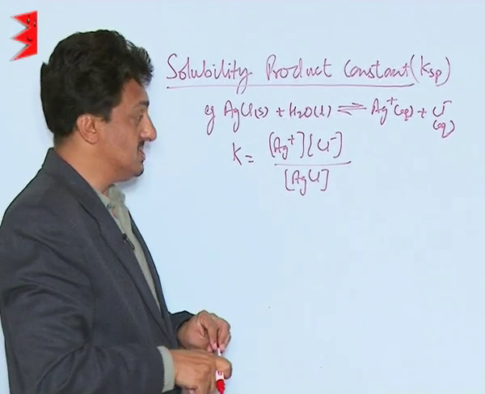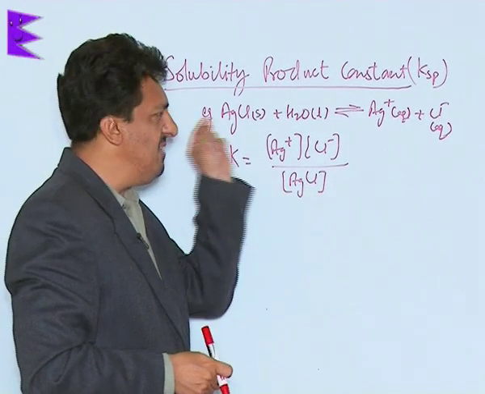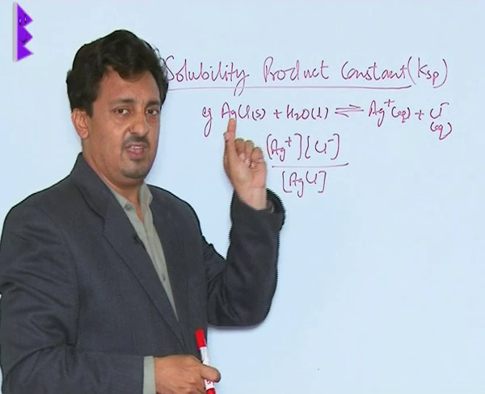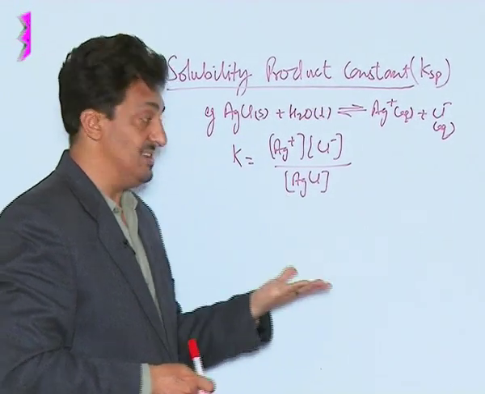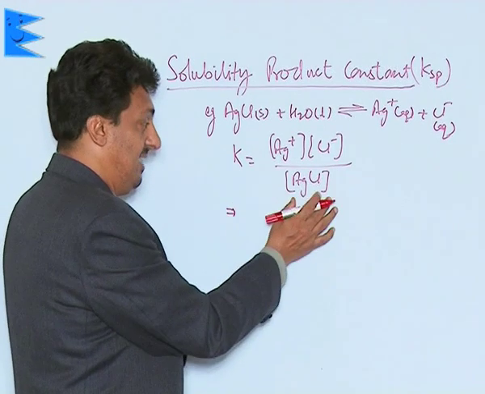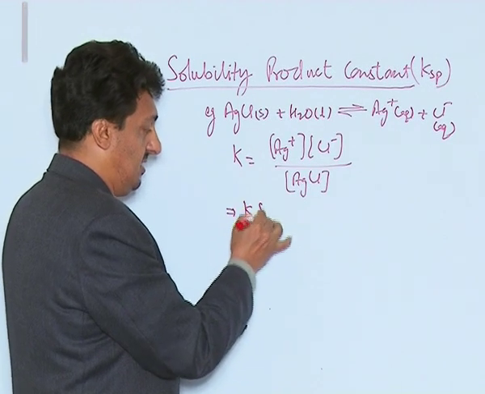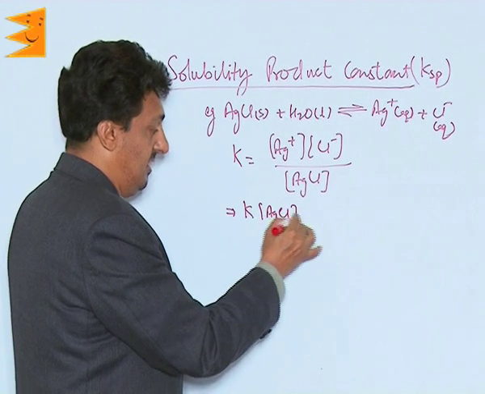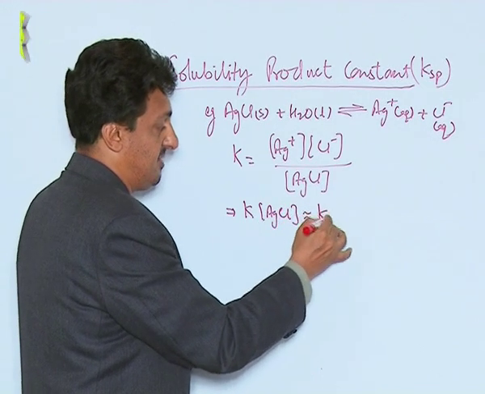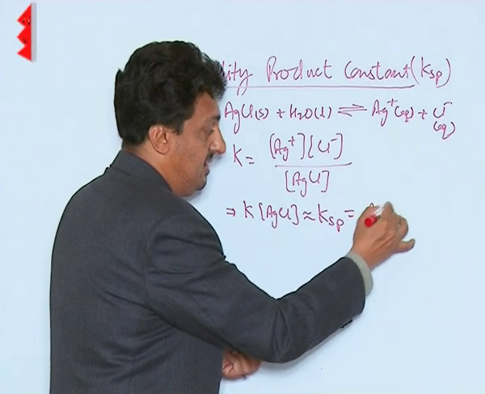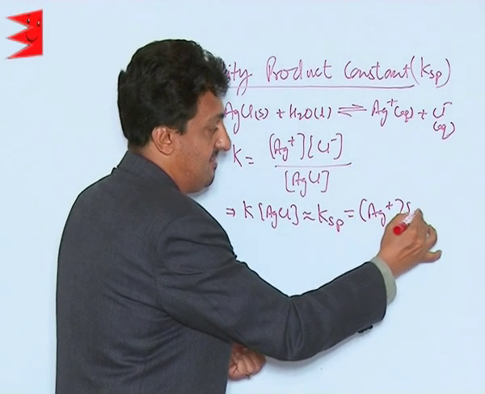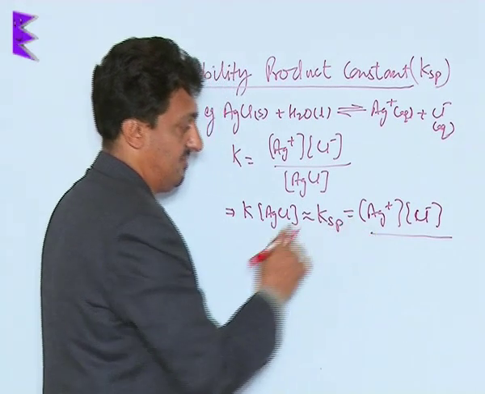Now this salt is a sparingly soluble salt. A very, very small amount of it dissociates in water, so most of the AgCl remains as such. Therefore, if we multiply K with the concentration of AgCl, this gives us almost another constant called KSP, which is expressed as the Ag ion concentration multiplied by the chloride ion concentration.